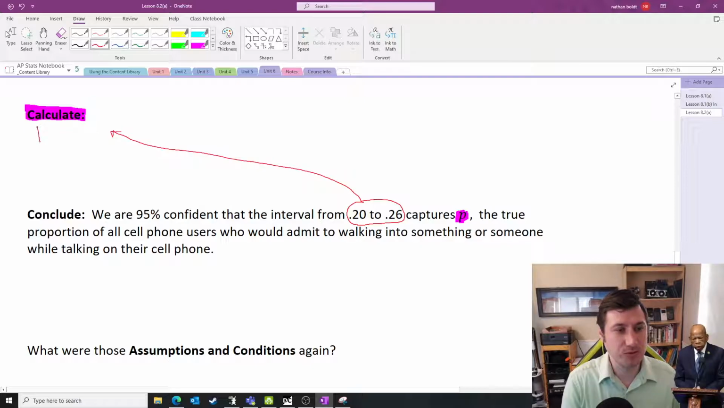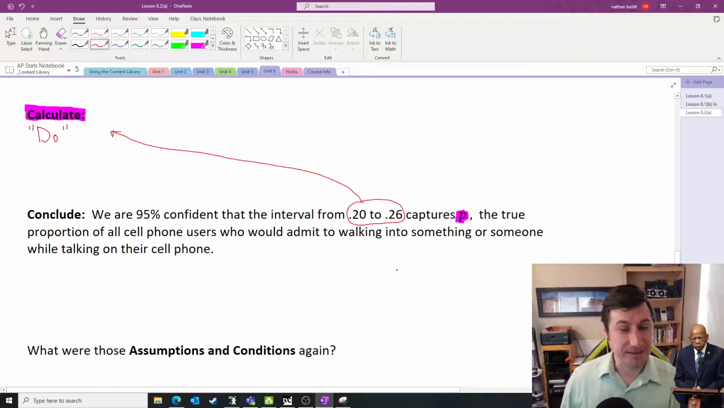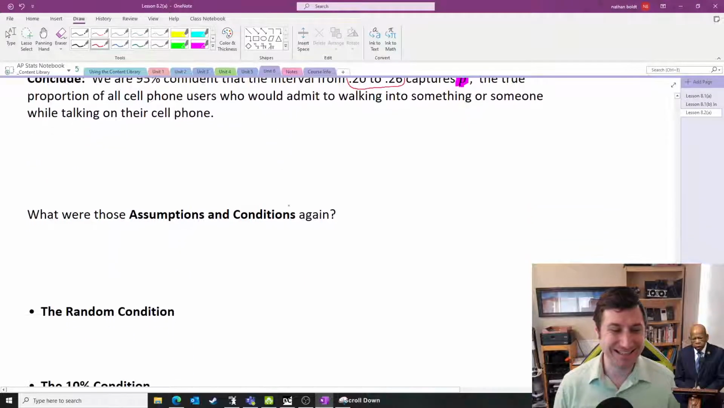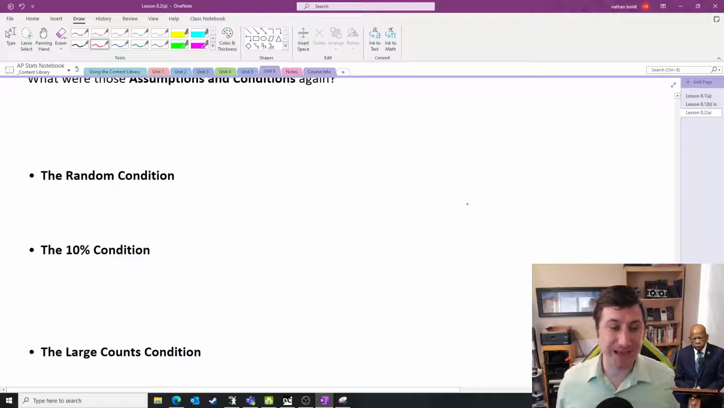This is the do stage where you actually do the confidence interval. So we'll learn how to calculate that next time, but I'm hoping that sentence again sounds familiar. So real quick, I want to go over those assumptions and conditions again. Okay, what are they and why do we have them?